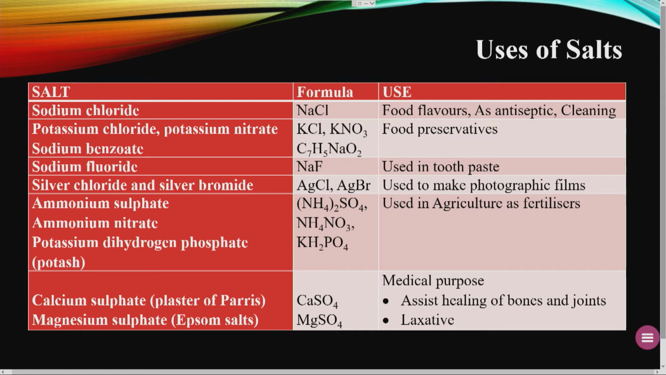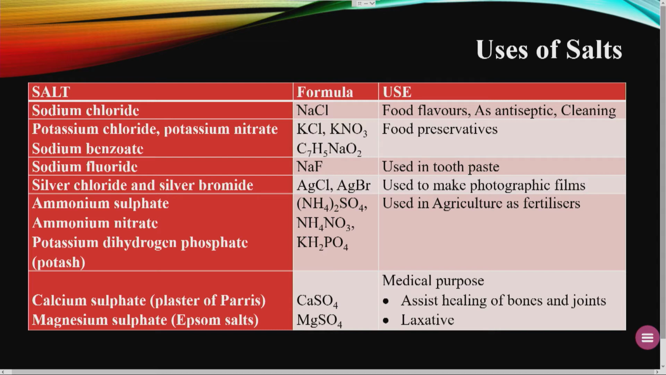Just in case, KCl is potassium chloride, KNO3 is potassium nitrate, and C7H5NaO2 is sodium benzoate, and they are generally used as food preservatives. Sodium fluoride, NaF, is used in our toothpaste, what we use to brush our teeth, and that gives us the fluoride to strengthen our enamel.